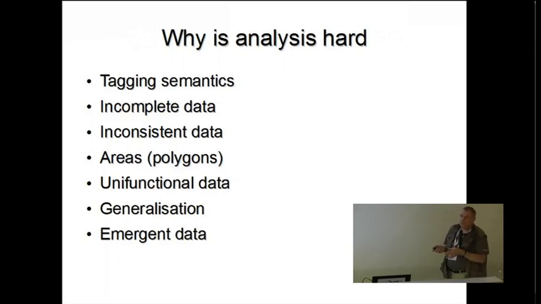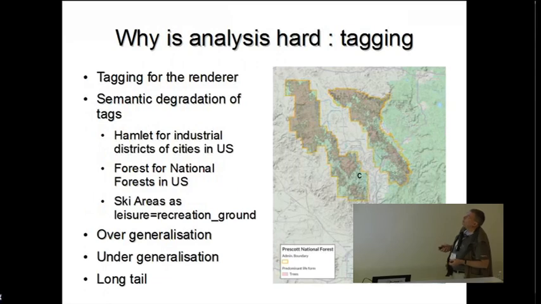There's generalization: often OpenStreetMap data is more detailed than we want, and we need to transform it in some way to make it more convenient to consume. And I'm not going to say anything about that, partly because if I did, Christoph would put me right. And we have something which I call emergent data, which is data which in principle is there in the OpenStreetMap data set, but to actually extract it and transform the data in such a way you can use it is actually really difficult. And I'll quickly run through some examples of each of these.